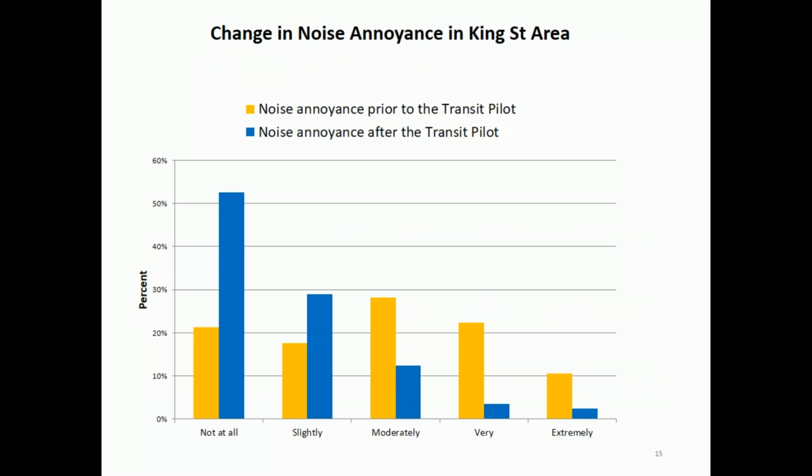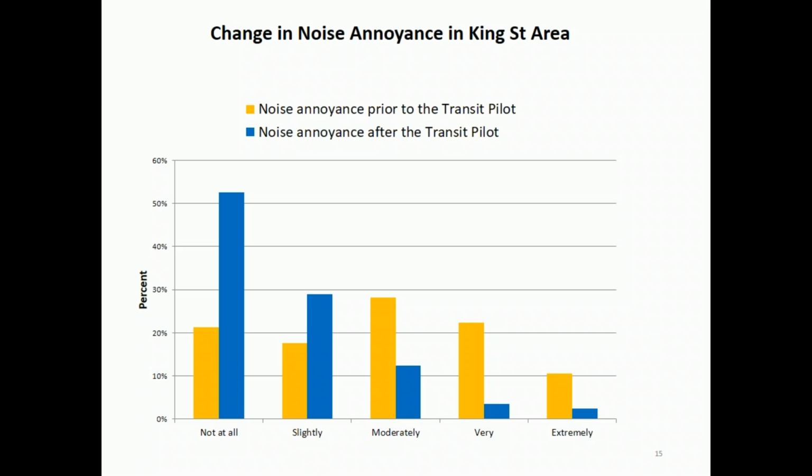Change in noise on King Street. We asked if people felt annoyed or disturbed by noise before and after the transit pilot. In yellow we see before, and in blue after. A big difference is in the responses of very and extremely annoyed, which before the pilot project were around 30%, and after the pilot dropped to 6%.